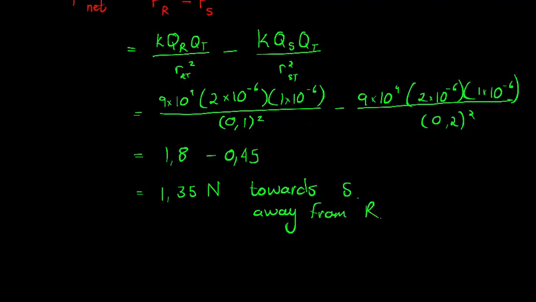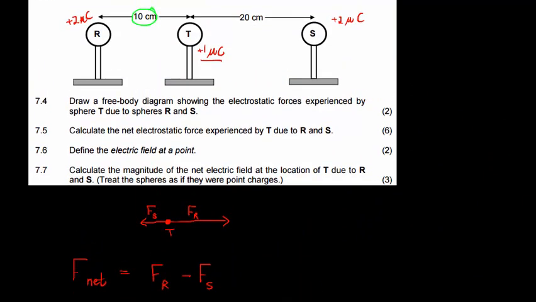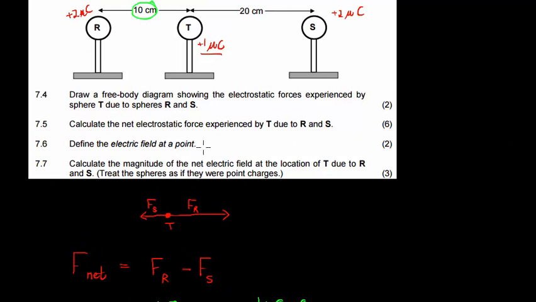Okay, so the next question: define electric field at a point. An electric field at a point is a region in space where a charge will experience a force. There we go.